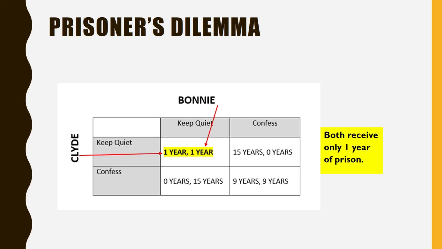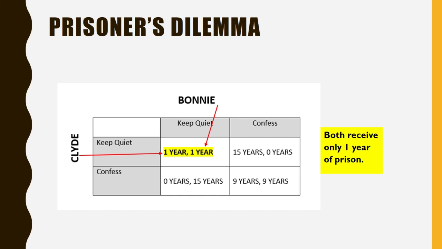So they're each going to get sentenced to 1 year. Remember that the first is Clyde's sentence, the second is Bonnie's sentence. So 1 year for Clyde, 1 year for Bonnie. And so that's a pretty good outcome. But remember, they are not together, so they cannot discuss this.